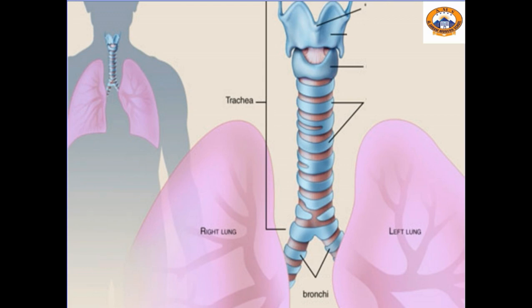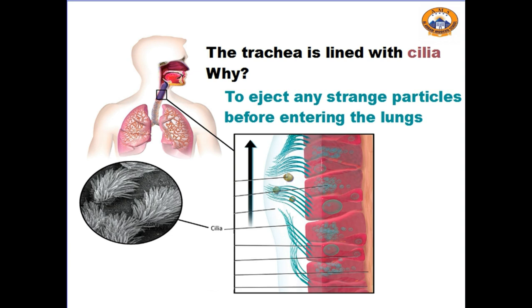What about the trachea from the inside? If we looked at the trachea from inside, you will see that it's lined with a hairy structure, something that looks like hairs, known as cilia. The function of those cilia is to eject or remove any strange objects before entering the lungs, like dust, for example. Can you see? The dust particles are trapped inside those cilia, so they are prevented from reaching the lungs. Okay?